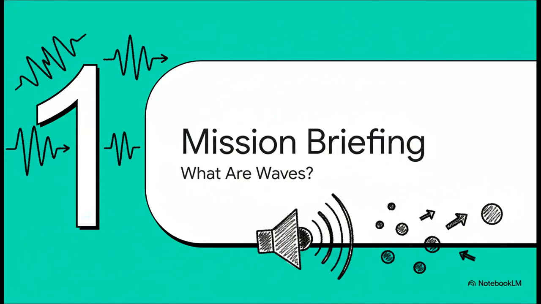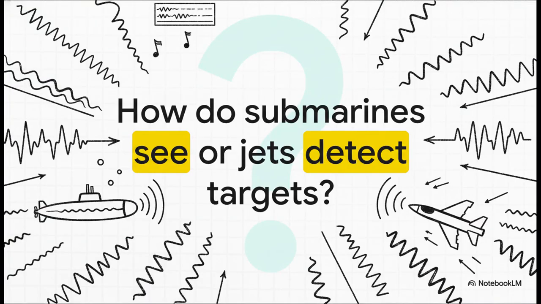Okay, let's jump right into our first section, the mission briefing. We're going to start with a really fundamental but super important question. What exactly is a wave? I mean, think about it for a second. How does a submarine deep underwater in total darkness see what's around it? Or how does a fighter jet detect a target that's miles and miles away? Well, the answer to both, it all comes down to the physics of waves.